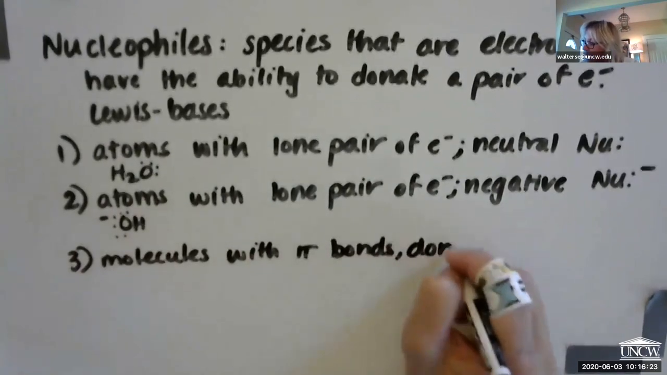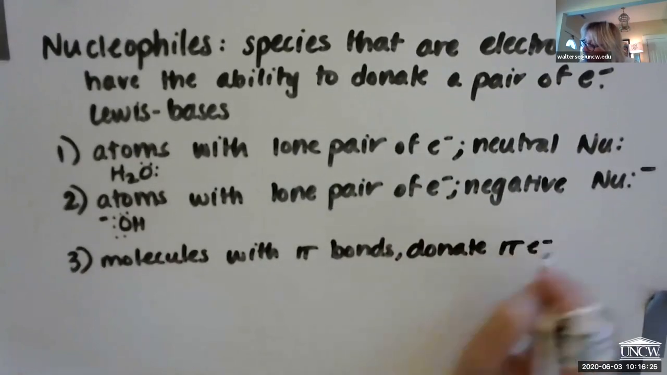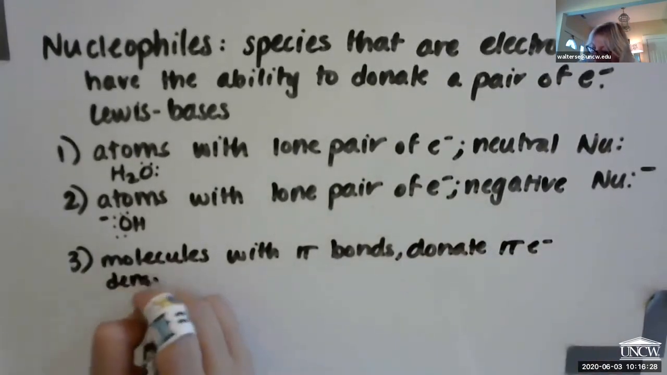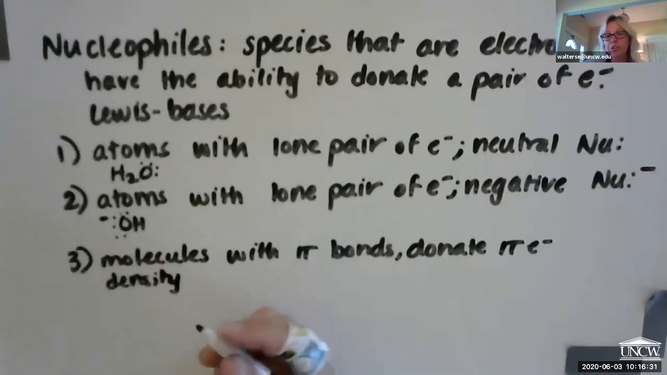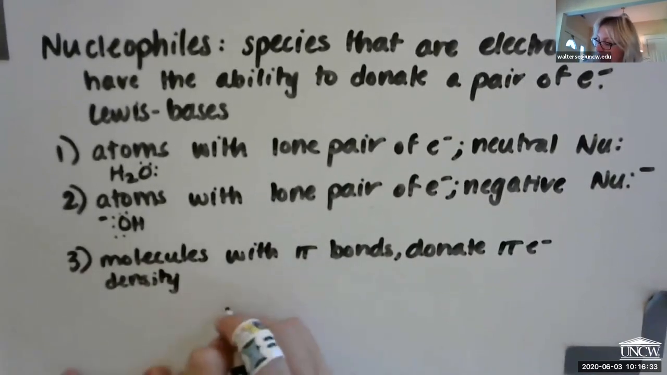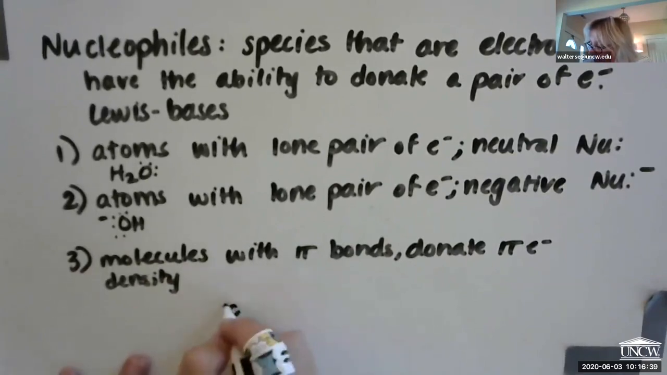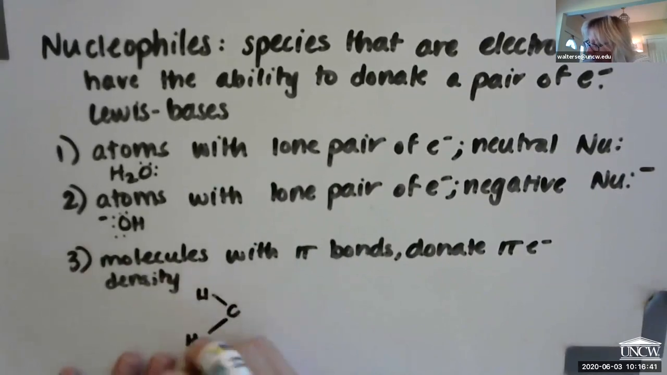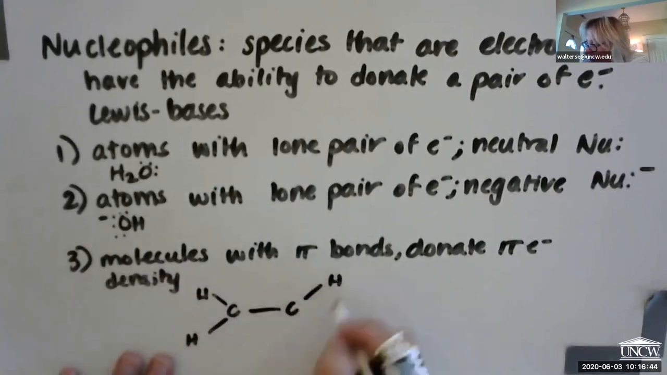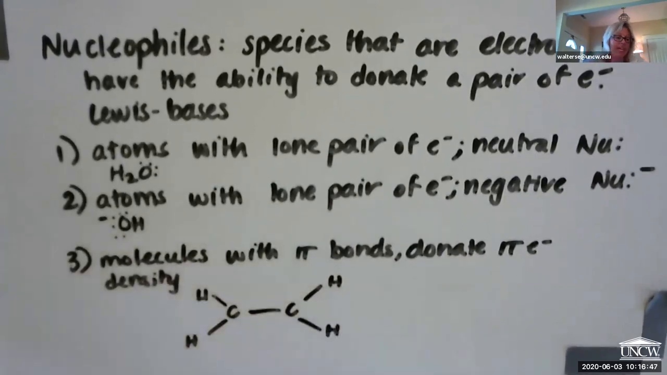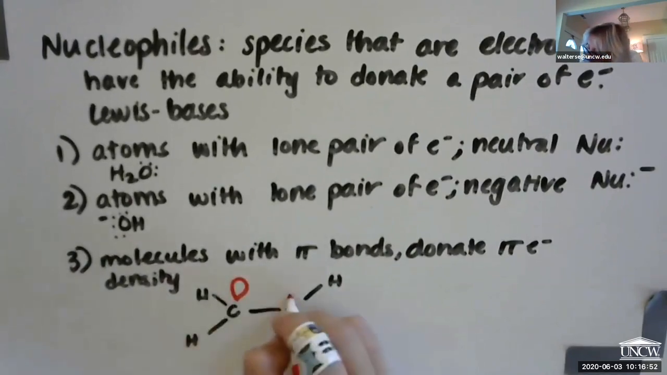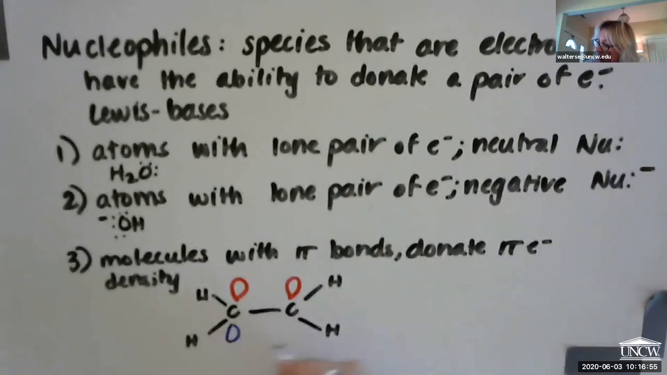They can donate pi electron density. And the reason that happens, you kind of have to go back to the structure. So if we draw ethylene, remember it has a sigma bond between the carbons, but then it also, since it's sp2 hybridized, it has parallel p orbitals that can laterally overlap to make the pi bond.